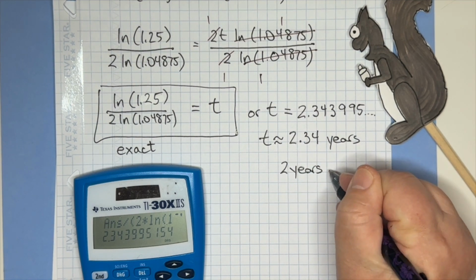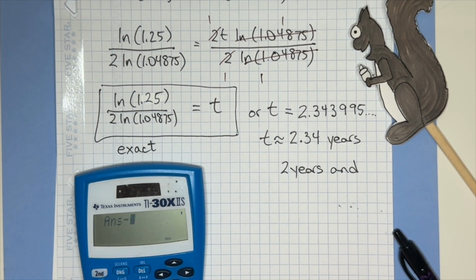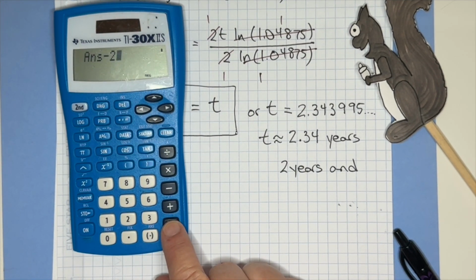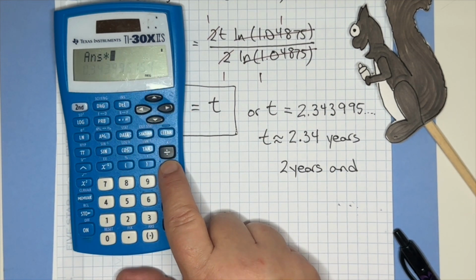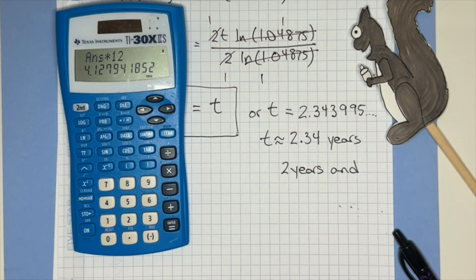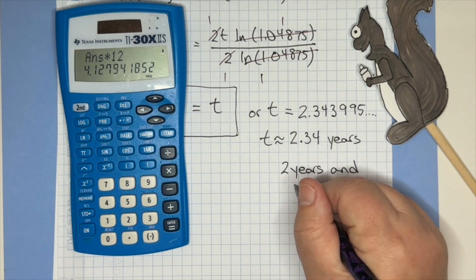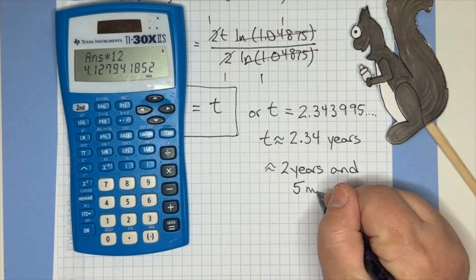years. And then what I'm going to do is I subtract 2 from this answer. So I did a -2, and that gives me just the decimal part. And I multiply by 12. Why do I multiply by 12? It's 12 months in a year. And then it's going to tell me it's 4 and a bit. So it'll be about 2 years and 5 months.